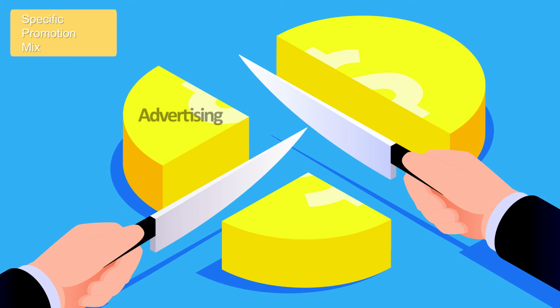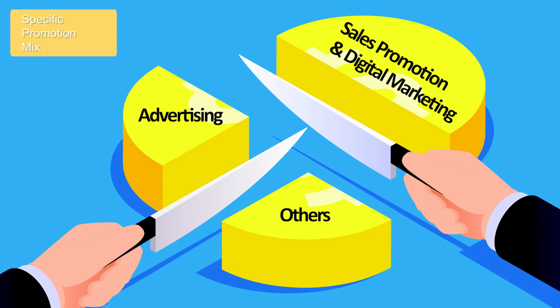Once the organization decides how much to spend on promotion and whether to use a push or pull strategy, it must divide its budget among the elements in the promotion mix. Although advertising used to get the lion's share of promotion budget, today sales promotion and digital marketing, such as buzz building and the use of digital, which we talked about earlier in this video, are playing a bigger role in marketing strategies, which leads us to the fourth step in the promotion plan.